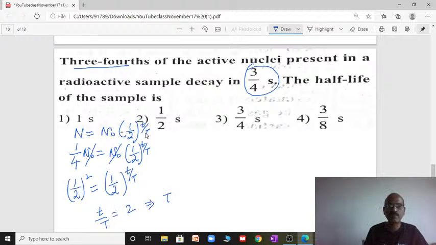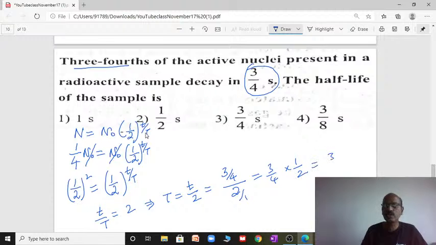From that, the half-life period t equals, bring it down, t by 2. What is the time period given here? 3 by 4 seconds. The radioactive sample decays in 3 by 4 seconds by 2, that is, 2 in the sense 1. So 3 by 4 into 1 by 2, you will get 3 by 8 seconds. This is the correct answer. Yes. Let us go for the next one.